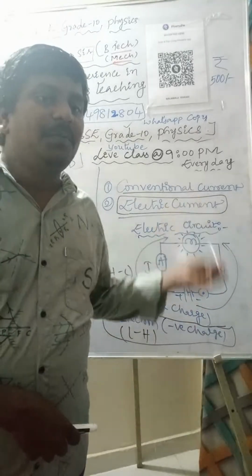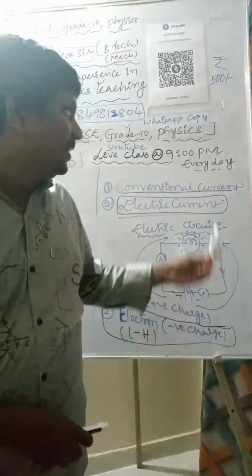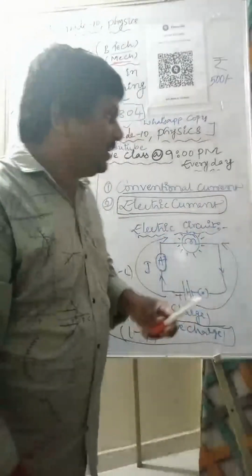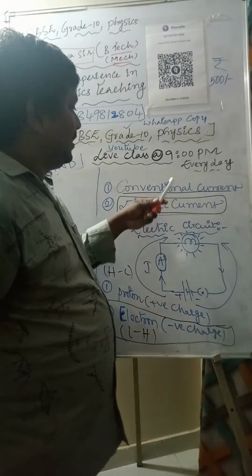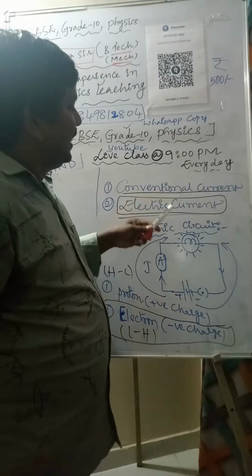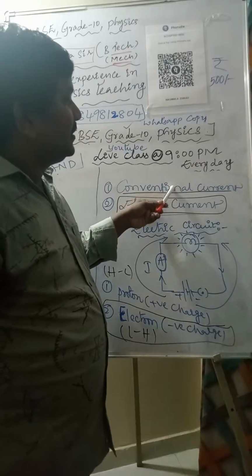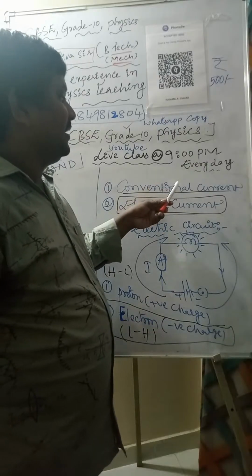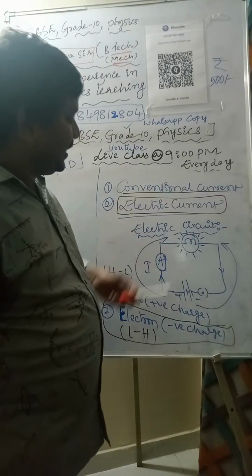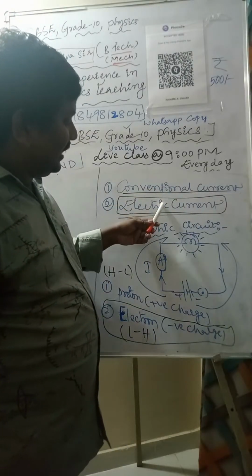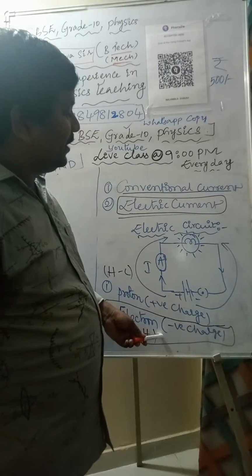See here, how many points came only from this concept? I hope nearly 10 points. So: conventional current definition, electric current definition, conventional current direction. Here also direction. Conventional current will be taken as flow of positive charges.